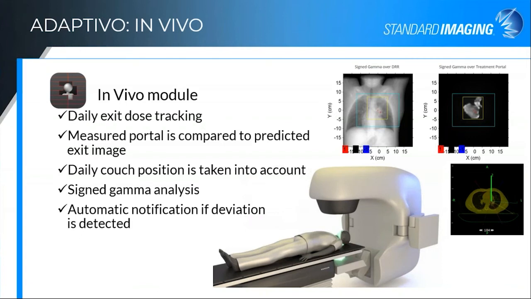We do that here as well. You can see in a couple of our images, there's a signed gamma over top of the planned DRR, so you have a little bit of anatomical reference for where we're seeing some of these hotter spots at the imager, as well as over top of the treatment image. Sorry, the image that's collected during the treatment. And as with the pre-treatment QA, you can be notified automatically either within the Adaptivo web interface, or have it emailed to you that there's a deviation that's outside your set tolerances.